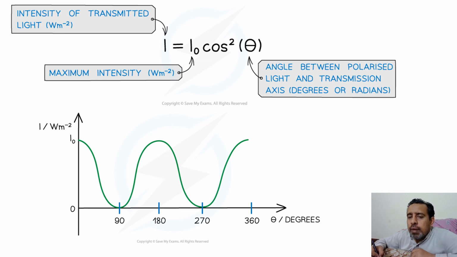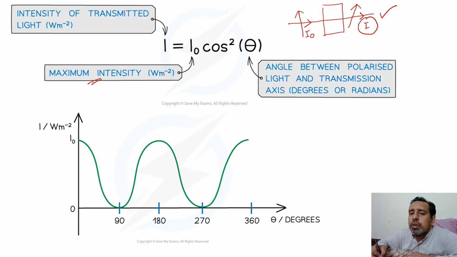This I naught is the maximum intensity, meaning the intensity of the wave before entering the filter. For example, if we have a polarizer like this one, and initially the intensity is I naught, then after passing through it, the intensity is I. After passing through this filter, there is a little bit of rotation in the vector, meaning the intensity is reduced. That intensity is the transmitted intensity. This I is called the transmitted intensity, shown over here. This is the maximum intensity, meaning the intensity of the wave just before entering.